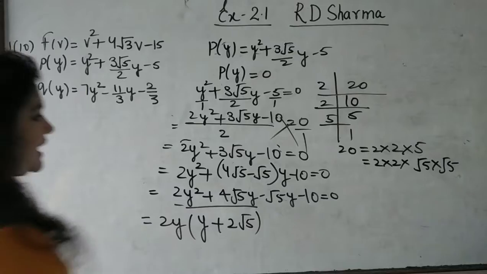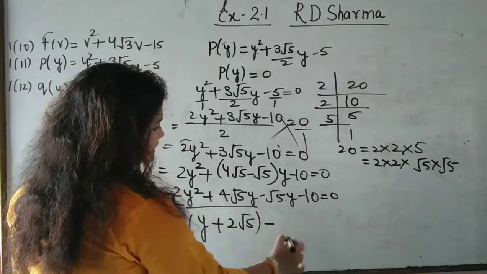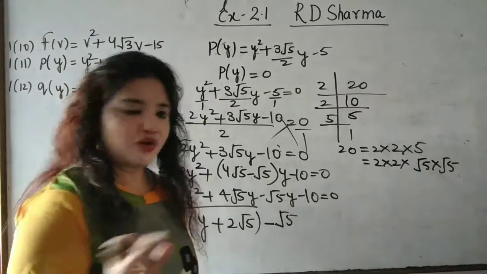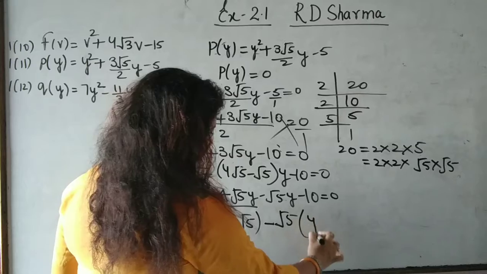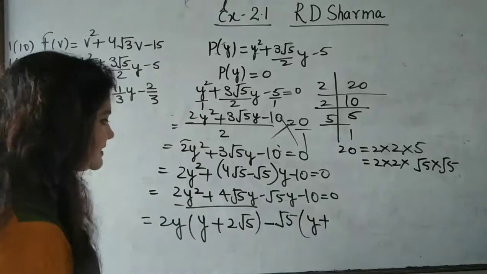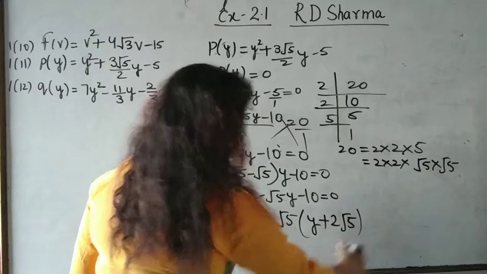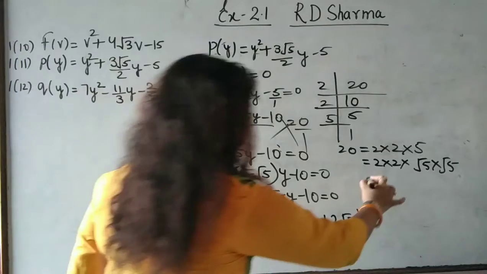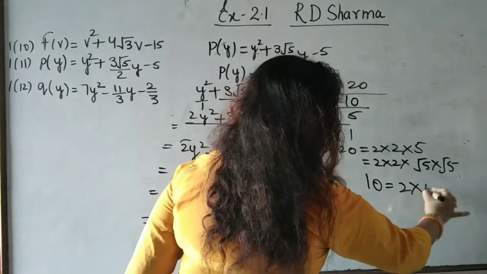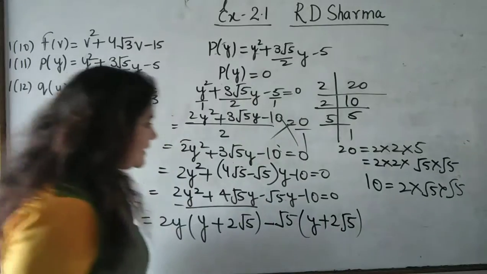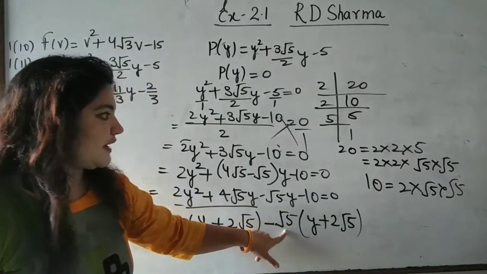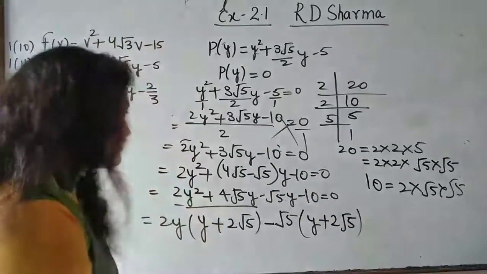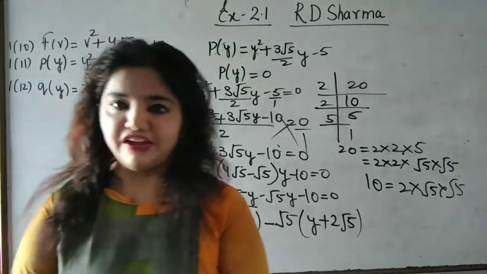2 under root 5. And now here, what is common? Minus and under root 5 are common. Minus under root 5 I am taking common. So what is left here? Only y. And what is left here? 2 under root 5. How? See, 10 is there. How can you write the 10? You can write 2 into under root 5 into under root 5. And from 10 we have taken under root 5 common. So what is left? Only 2 under root 5 is left. That's why I have written here 2 under root 5.